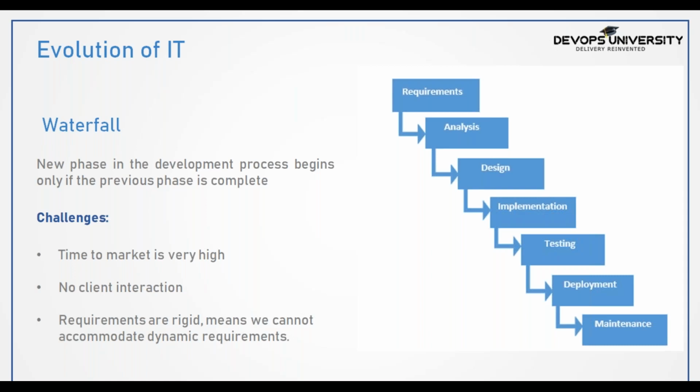Until I finish my requirement gathering, I cannot proceed with my analysis. Until I complete my analysis, I cannot proceed with my design. Now what is the issue with this way of development, team? It is going to bring challenges. With this type of model, the time to market is very high, which means that, team, again of course you're seeing this nowadays, right?